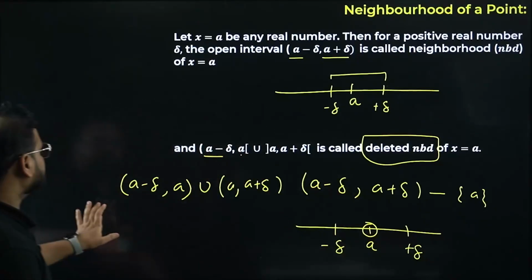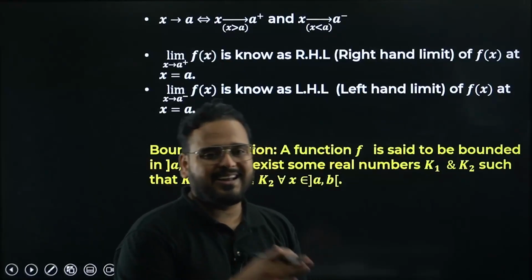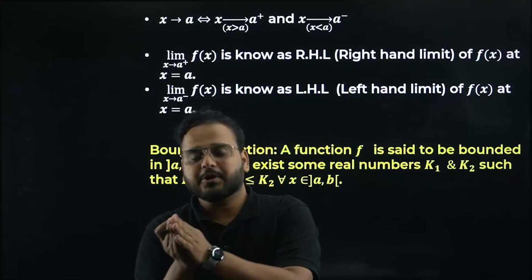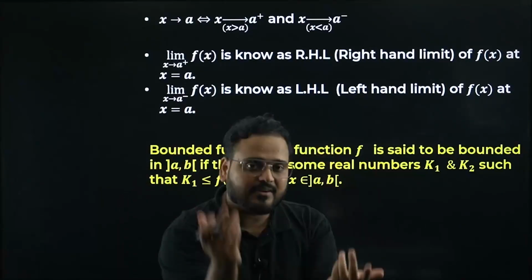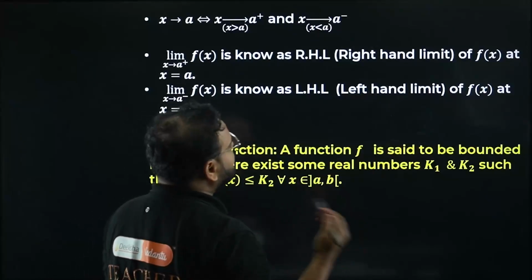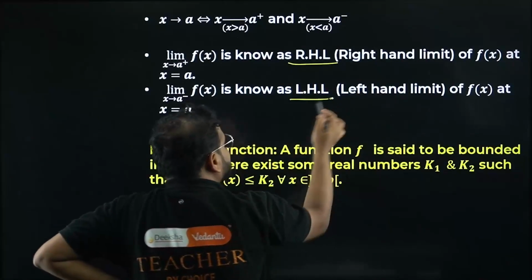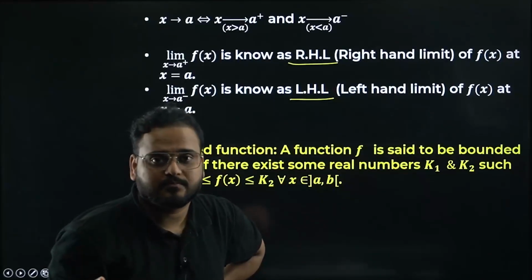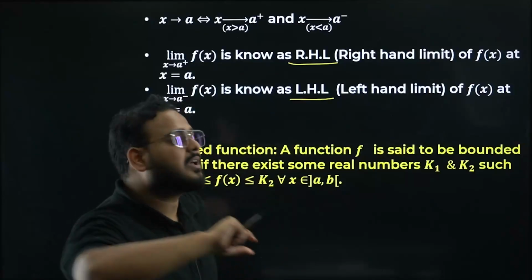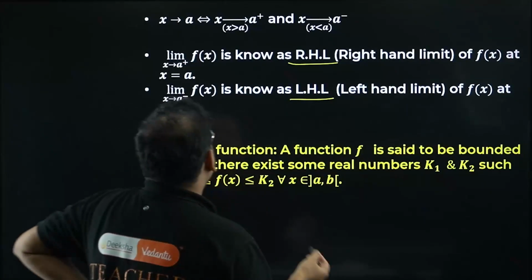Moving on. Next we talk about both LHL and RHL. When can we say that the limit of a given function exists? Basically, whenever we have RHL and LHL equal to each other, that is when we call the limit to be existing. Okay, please check. So how do you find RHL?